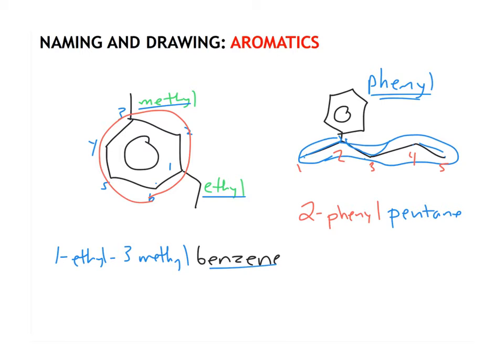Now, one thing you do need to be careful of is if it is maybe not drawn like that, you might sometimes see something like C6H5 attached to the side. That would be the same thing. So we have our benzene ring, and it only has 5 hydrogens because we need to take one off so that we can actually attach to it. But those are aromatic compounds, how we name them and how we draw them.